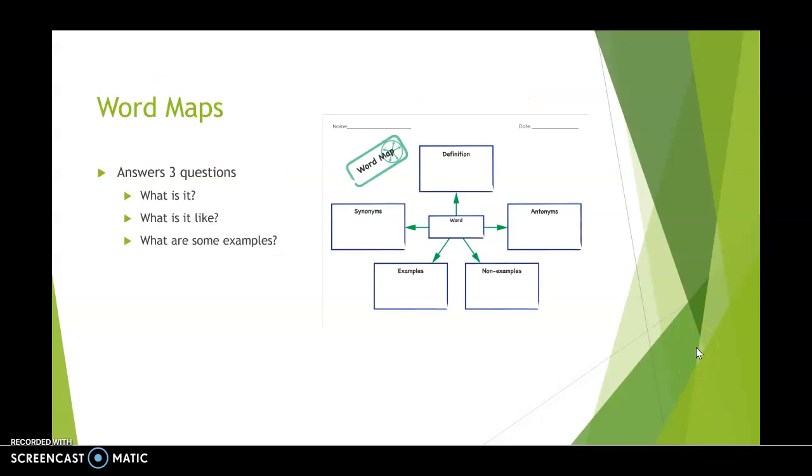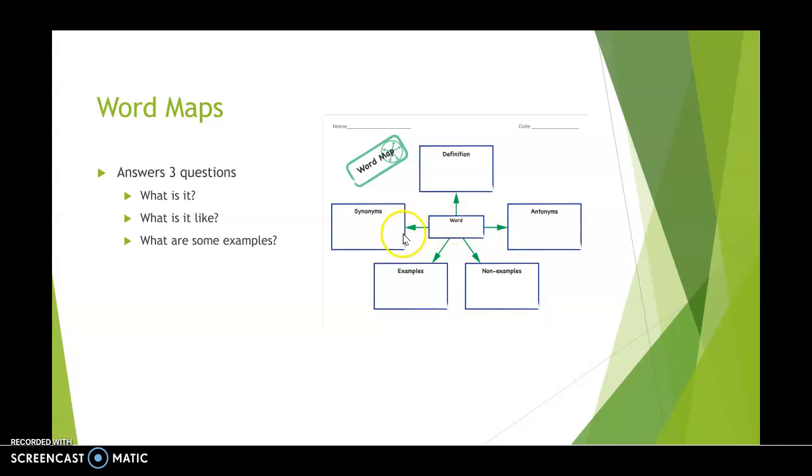So word maps. Word maps can be used for instructional purposes and even assessment purposes. It's a way to visually organize a word's meaning relationships. And they answer three questions. What is it? What is it like? And what are some examples? So you can see here that I have put up a sample word map showing the word itself, the definition, and synonyms for what is the word like. I did also put antonyms for what is it not like, examples of the word, and then non-examples. So what is it not like?